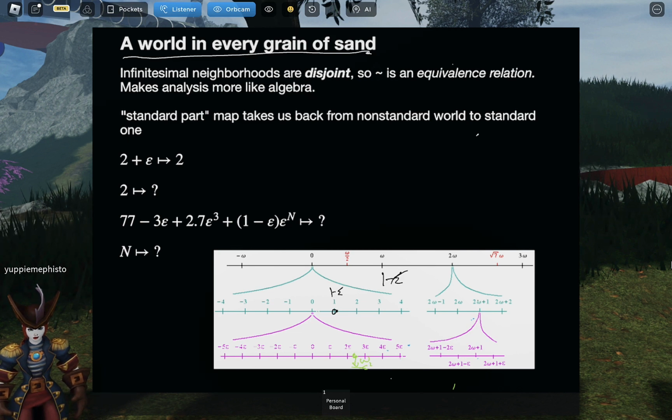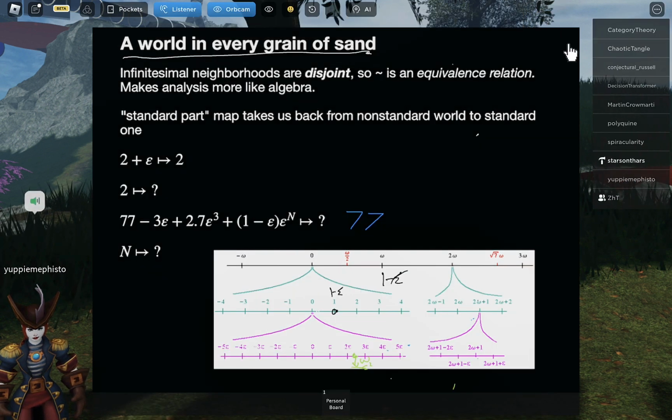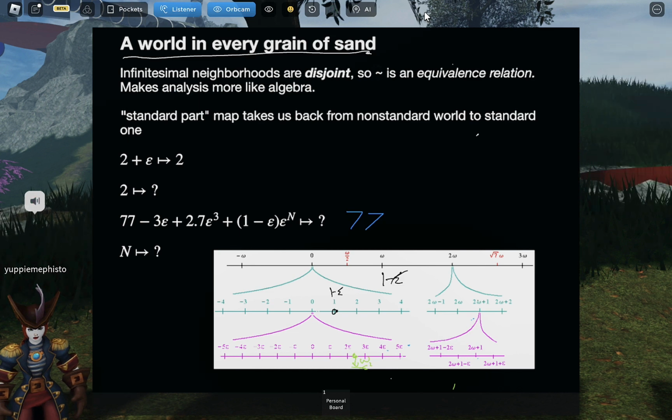2. Yes. Good. What is the standard part of that third expression, where epsilon, the 77 minus 3 epsilon plus 2.7 epsilon cubed plus 1 minus epsilon all times epsilon to the power of n? How many levels of inception do you want us to go up here? 78? This one was me just sort of messing with you guys, to be honest. Yes, it's 77. The person who just added the 1, I see what you did. I did that too the first time. But yeah, the rabbit hole goes as deep as you're willing to make it go.